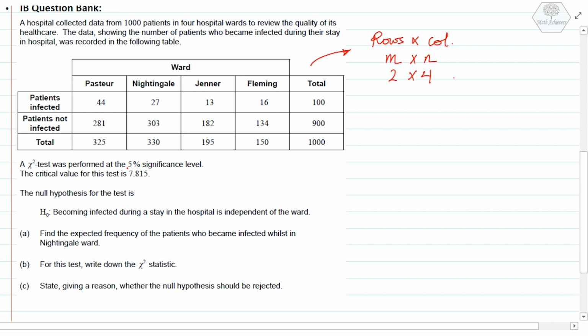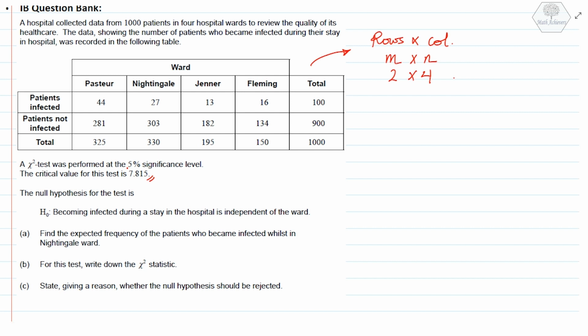Now, a chi-square test was performed at the 5% significance level. This is the significance level. And the critical value, as you can see, is given in the question, 7.815. The null hypothesis, we say that the 2 variables are independent. So becoming infected during a stay in the hospital is independent of the ward. Part A, find the expected frequency of the patients who become infected whilst in Nightingale ward.